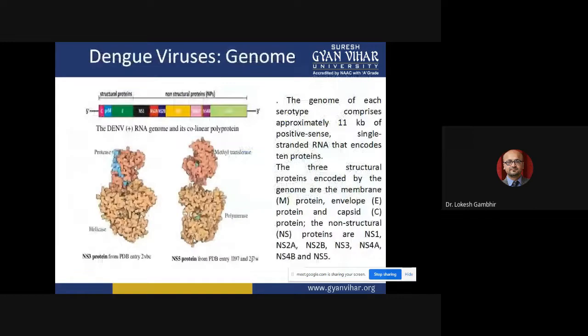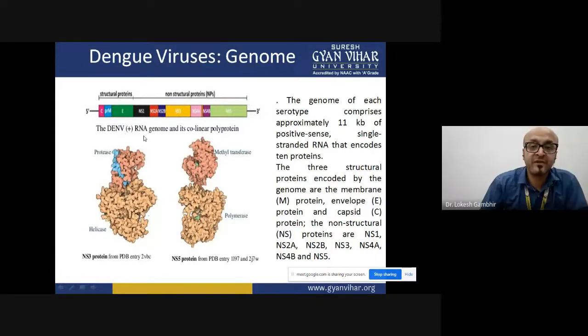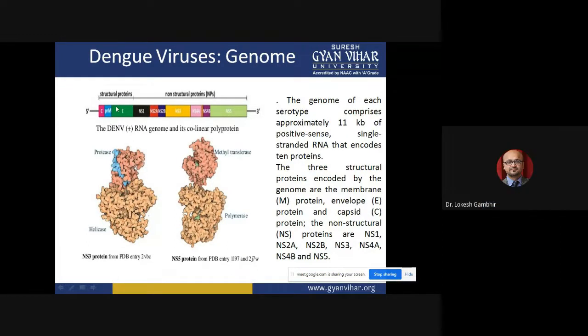Then let us talk about the main part, that is the viral genome, and how it is encoded. This representation from 5' to 3' is of a single strand RNA virus. A plus sense single strand RNA virus can directly be taken up by the ribosomes to form a protein. Now you can clearly see here.